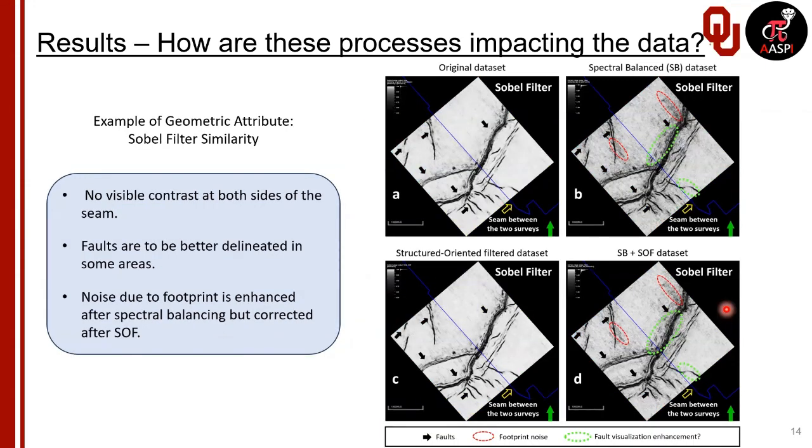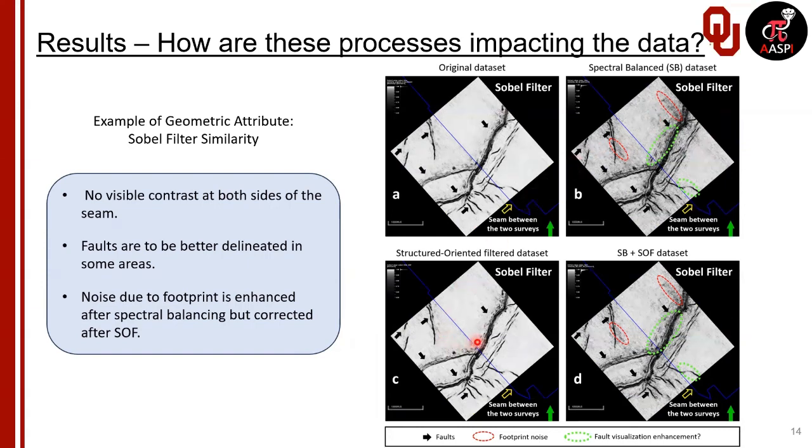With the Sobel filter, this is a similarity attribute. We see that we don't have any contrast, so this attribute is not sensitive to the contrast, but it is really sensitive to the two methods applied. When we apply only spectral balance, some noise shows up. This cube is contaminated with a lot of footprint noise, and that footprint noise is enhanced after spectral balancing.